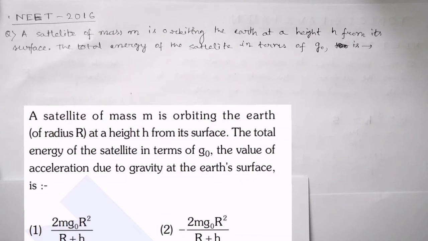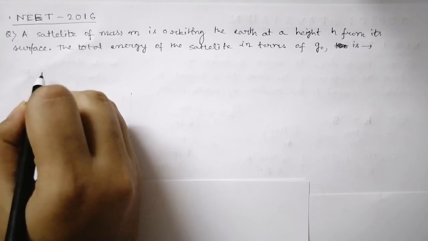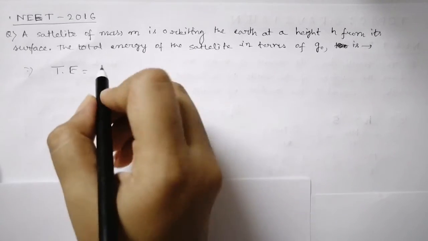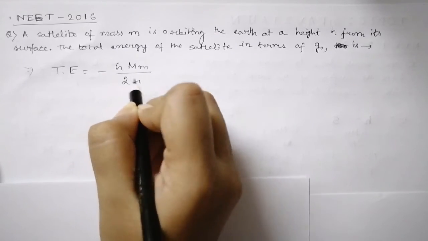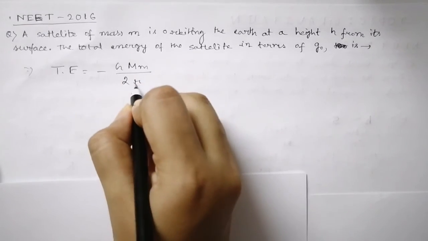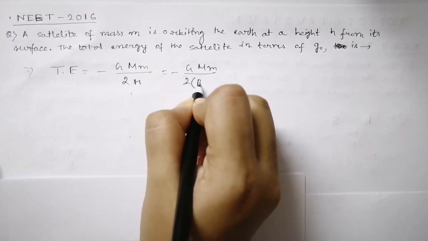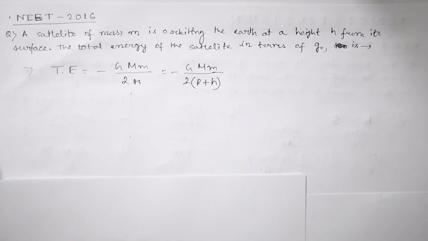Another question from gravitation has been asked in NEET 2016. A satellite of mass m is orbiting the earth at a height h from its surface. The total energy of the satellite in terms of g0. In the previous question you learned the formula of potential energy. Now here it is total energy. The formula of total energy is very simple: minus GMm by 2r. Now the satellite is at the height h, so in place of small r, I will put the radius of the earth plus height h. Minus GMm by 2 into R plus h.